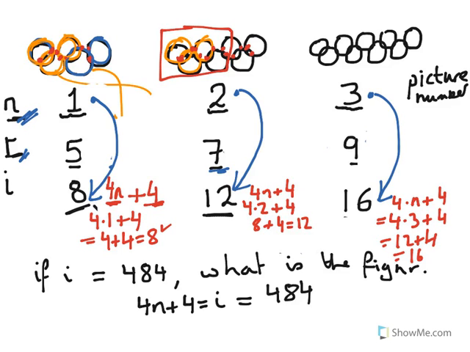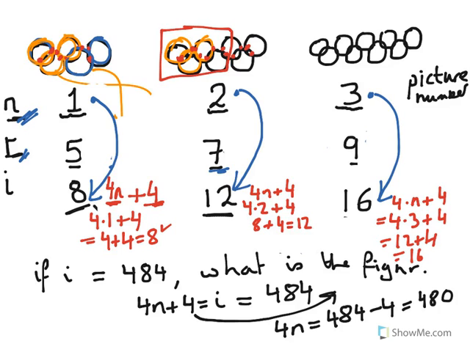So what do we do first? Well, we have all the numbers on one side and all the letters on the other. So we would rewrite this equation as 4n equals 484 minus 4, which equals 480. So if 4n equals 480, n must equal 480 divided by 4, which equals 120. So in the picture that has 484 intersection points, we would have picture number 120 as our figure number.